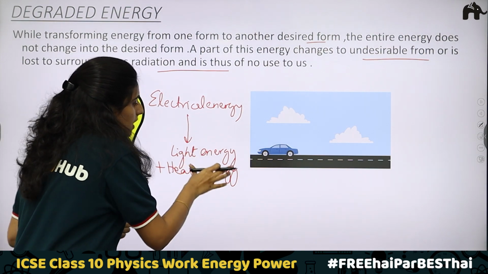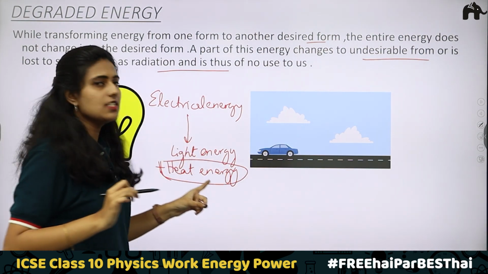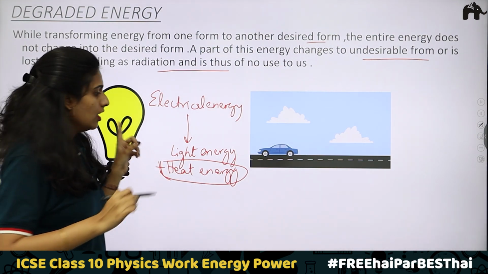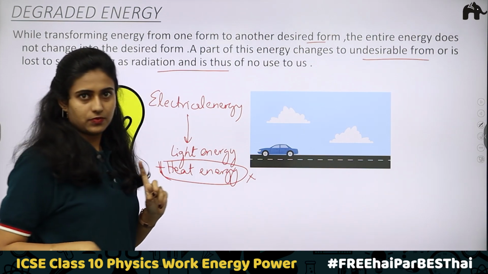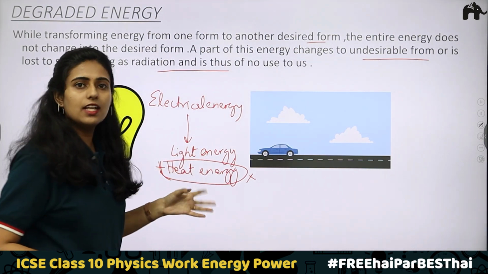Heat energy is produced in a greater quantity. Do we need this heat energy? Can you use this heat energy anywhere? Heat energy that is produced in an electric bulb, can it be used? No, right? It is of no use, which means there is a wastage of energy. So, this is an example of degraded energy.